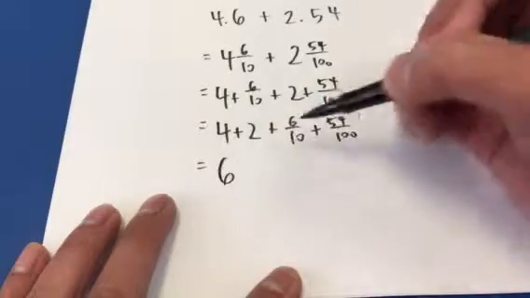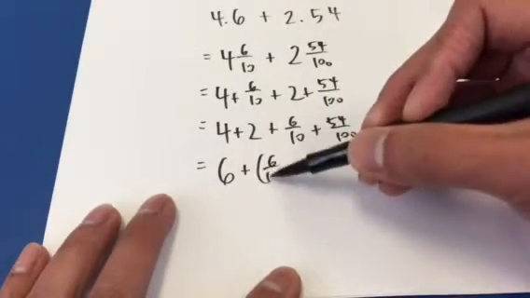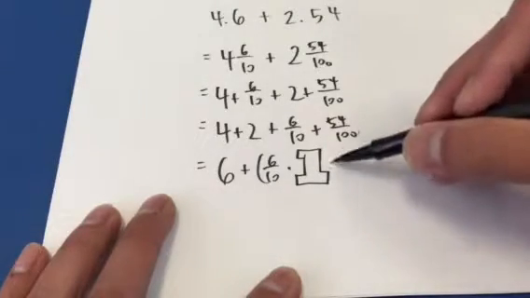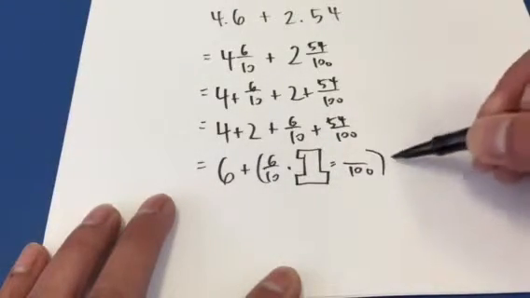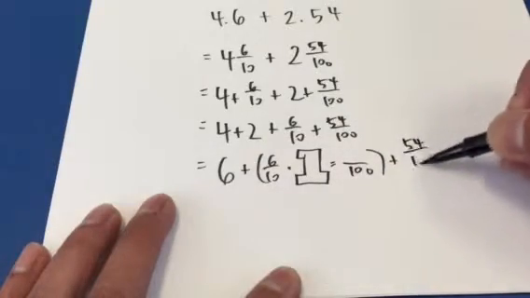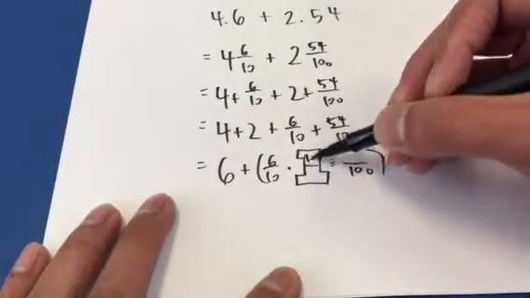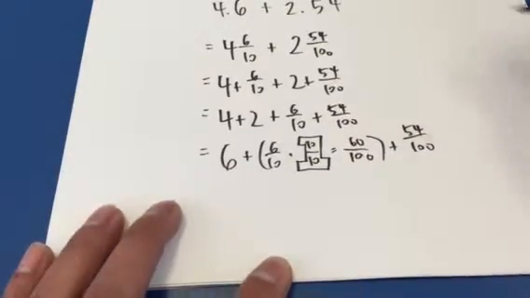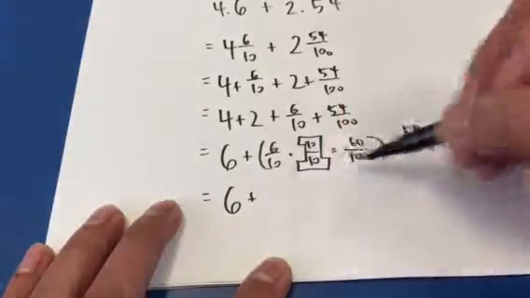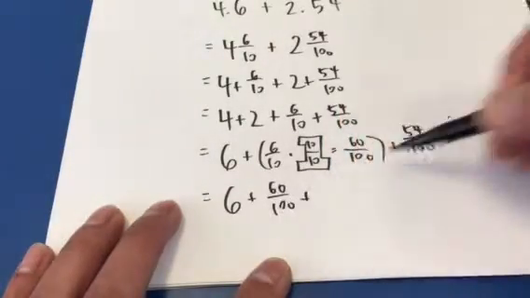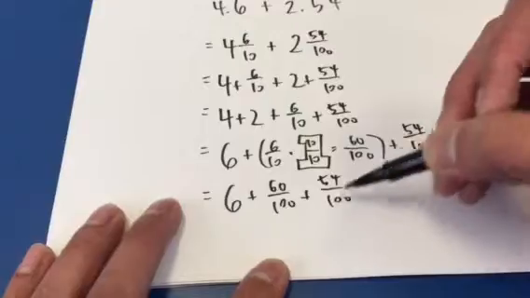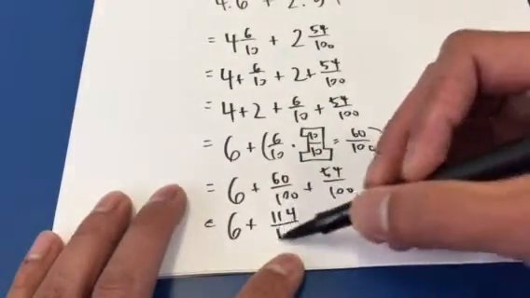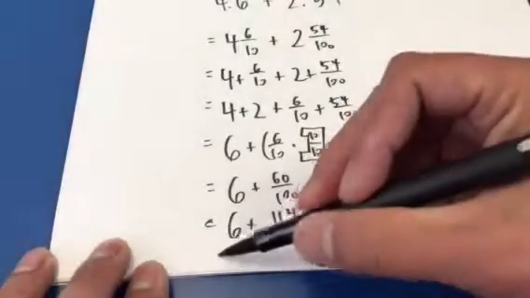So I have 4 plus 2 is 6, plus 6/10 times an equivalent form of 1 to get a denominator of 100, because my other fraction has a denominator of 100. So I'm going to multiply 6/10 by 10 over 10, which gives me 60 over 100. And I'm going to add my fractions now. I have 6 plus 60/100 plus 54/100, which gives me 6 plus 114 over 100.